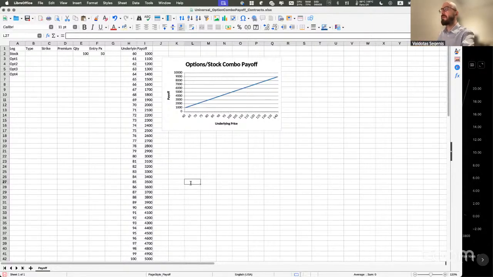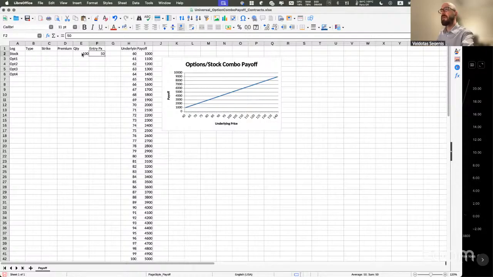So here we have a payoff diagram, which is a linear diagram of a long stock position. Here we are just long 100 shares at $50, and of course our payoff is linear. It means that if the stock price goes up, we make money. If the stock price goes down, we lose money. So this is pretty straightforward.